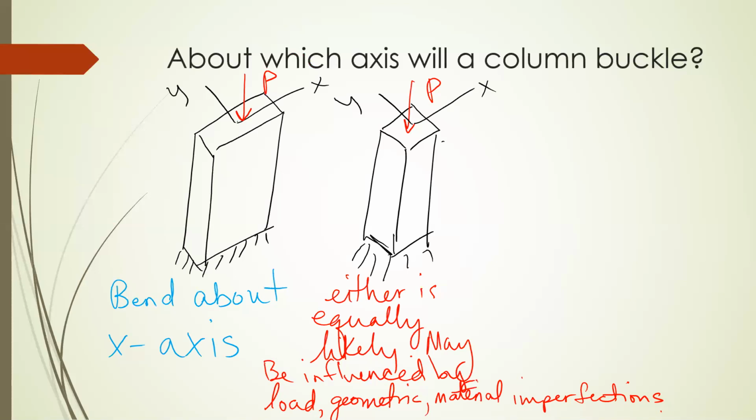Okay, but what if this is perfectly symmetrical? The geometry is absolutely perfect. We have a circle. At every point along that circle, it has a perfectly equal radius to every other point. And what if it's perfectly homogeneous? There are no material imperfections. And what if our load is perfectly centered? Now, which direction is it going to deflect?